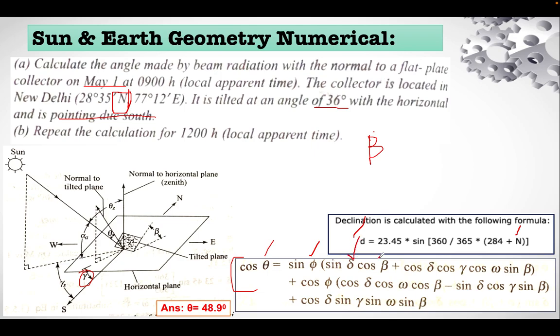So delta is again to be calculated, beta is given. Now gamma will be 0 because this particular surface is in the southern direction, or it is due south.